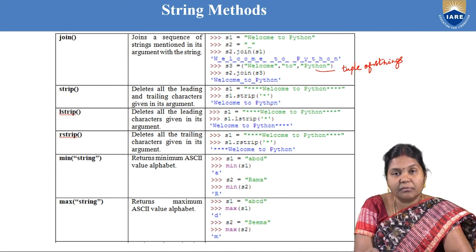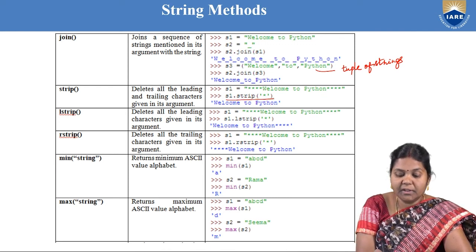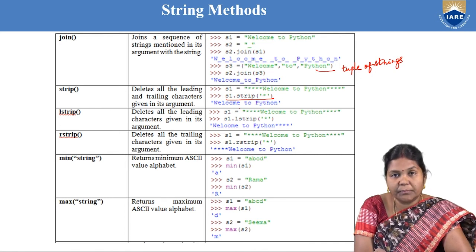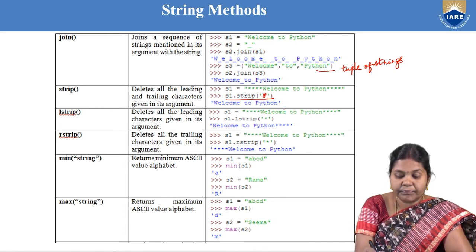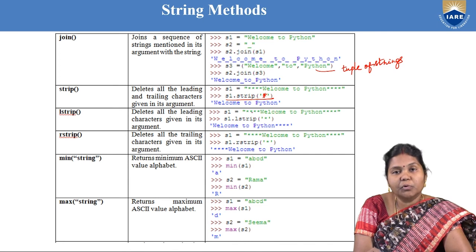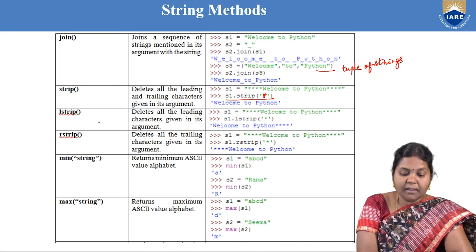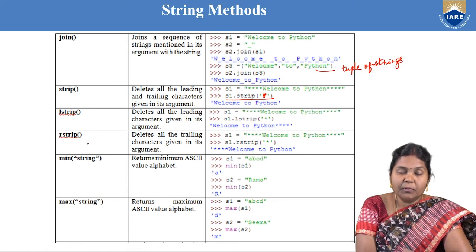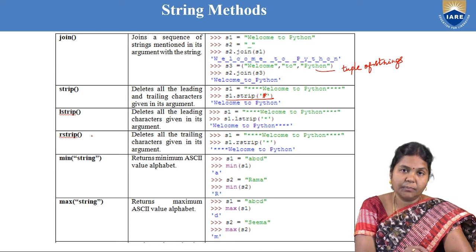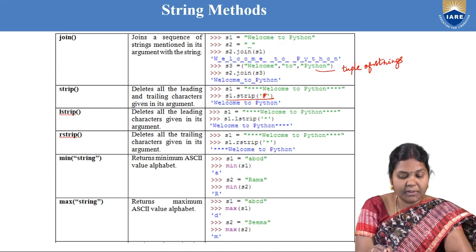If I want to strip it off, I can simply mention S1.strip of which character you want to strip off. I am mentioning star over here, so it will strip the special character star from both sides. Similarly, if you want to strip only from the left side or the right side, you can use lstrip and rstrip also. The syntax is similar.